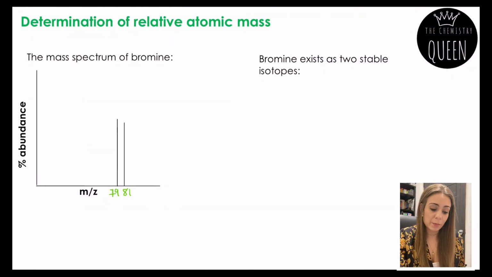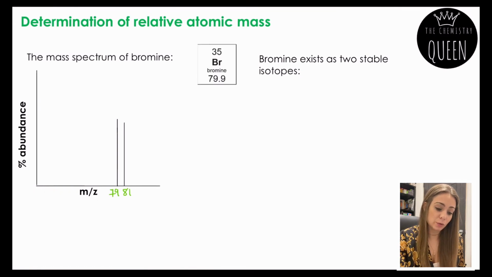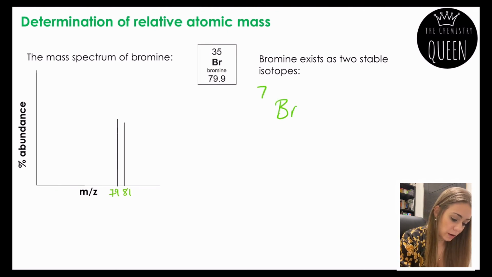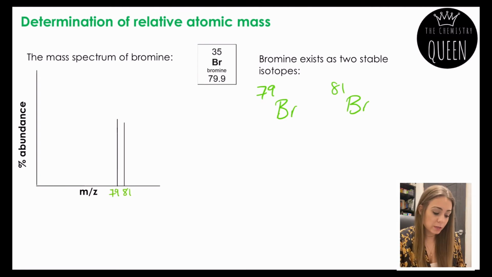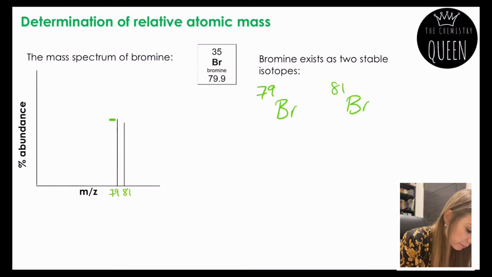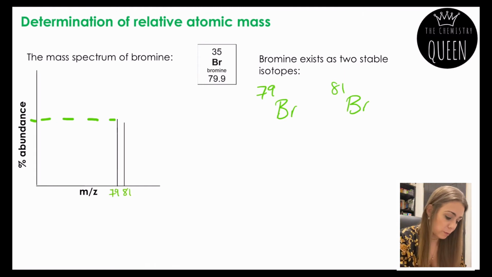The second example we're going to look at is bromine, because bromine also exists as two stable isotopes. Those two isotopes are bromine 79 and bromine 81. And again, we're going to be using the mass spectrum to determine the relative atomic mass of bromine. If we look at the mass spectrum, we can see there are two peaks, one at 79, one at 81.